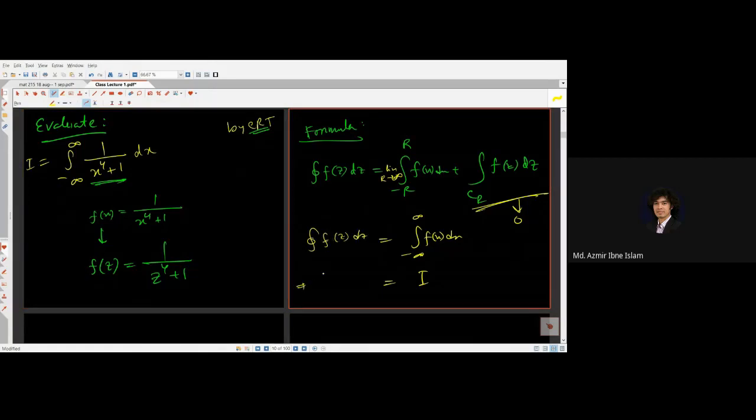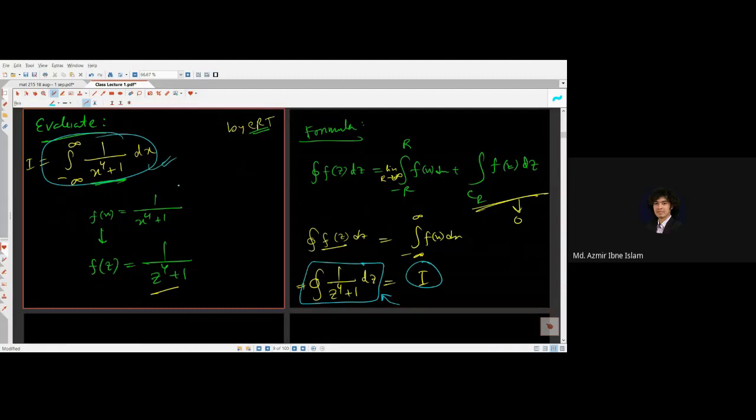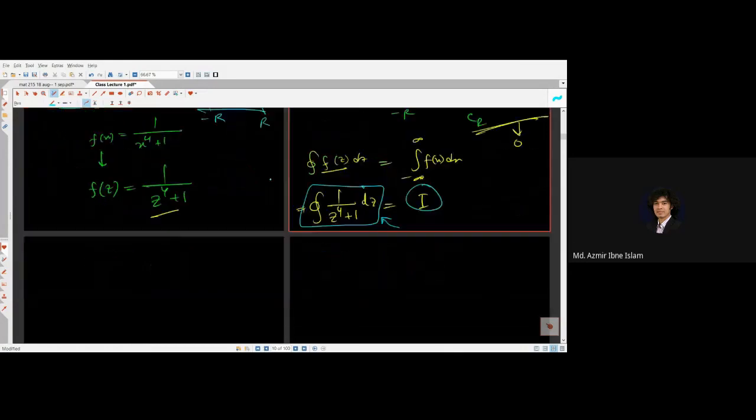That means f of z is this one, 1 over z to the power 4 plus 1 dz. So this is the main integral. If we have to evaluate this integral I, we have to focus on the complex integral. Whatever value we get for this one will be the same as for this one. And remember, in complex integration we have some contour, but since it is an improper integral, the contour will be the upper circle, negative r to positive r.